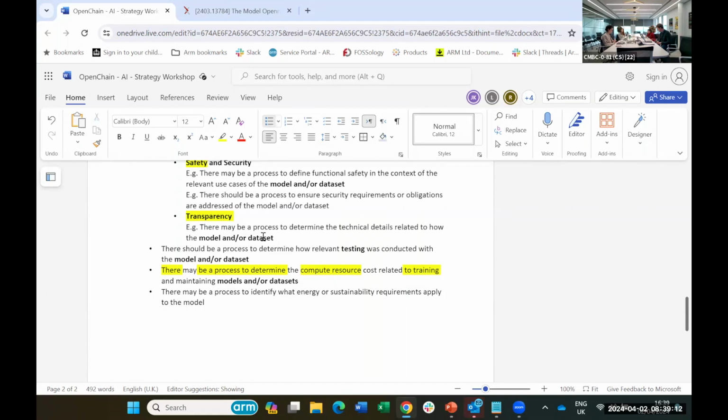But it's down to that individual as long as we have that process in place. And we have a process to determine compute resource related to training and maintaining the model data sets. And then finally, a process to identify the energy or sustainability requirements that apply to the model. So that was all of kind of fleshing out those documents from the points from last time.